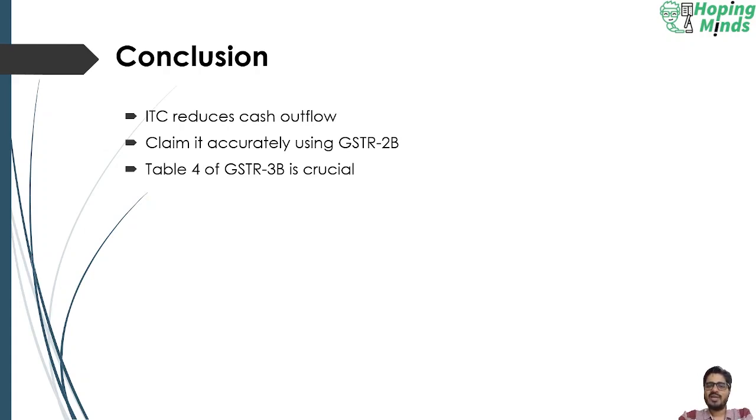Then claim it accurately using GSTR 2B. So input tax credits must be claimed only for those invoices that are appearing in GSTR 2B. Then table 4 of GSTR 3B is crucial as it contains data related to input tax credit.